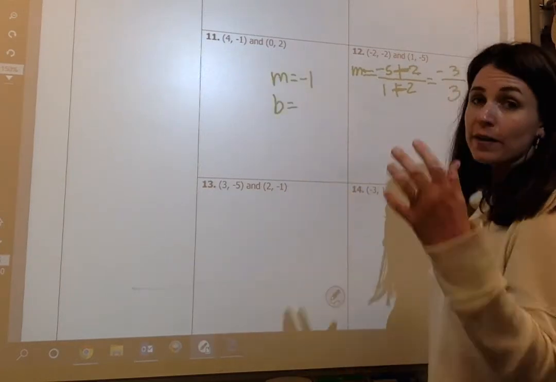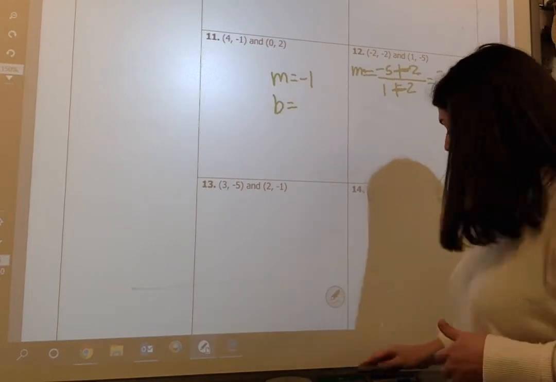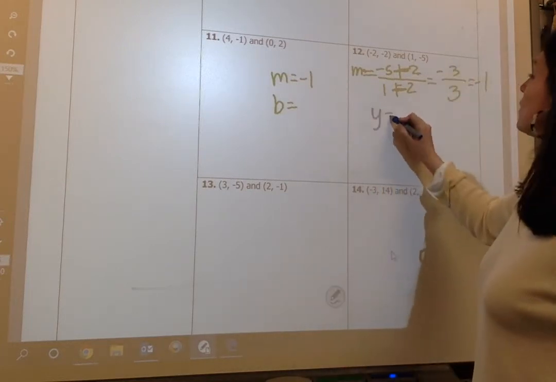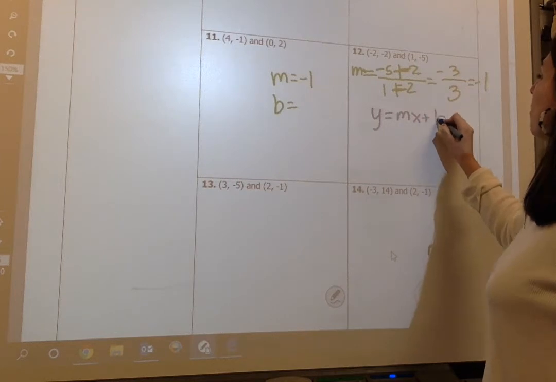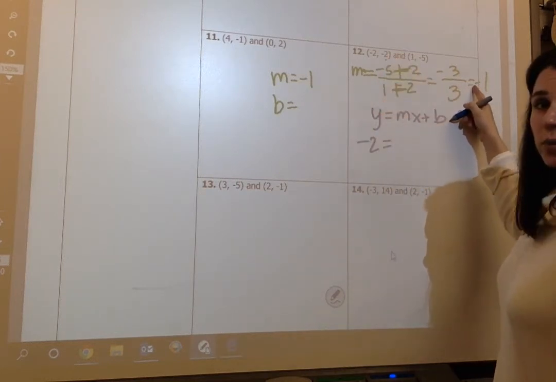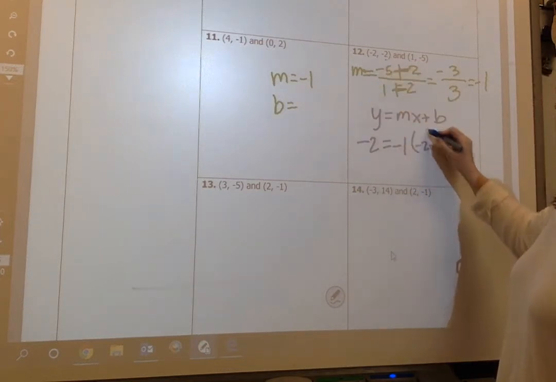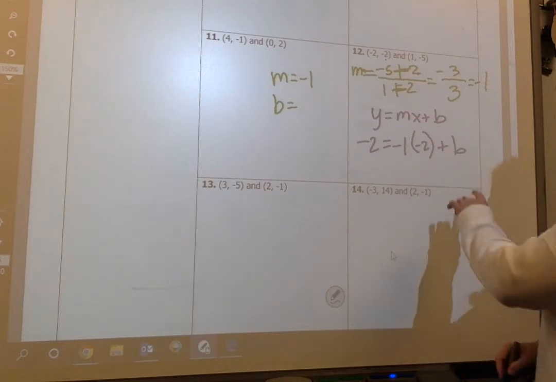All I need to do is find that beginning point. On this one, I'm going to use what I already know. So I'm going to use y equals mx plus b. My y value is negative 2. My slope we just found is negative 1. My x value is negative 2. And that allows me to solve for b.